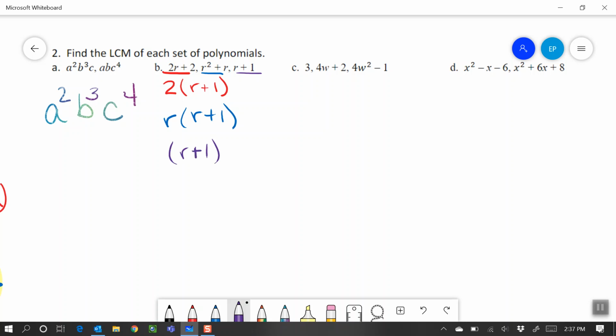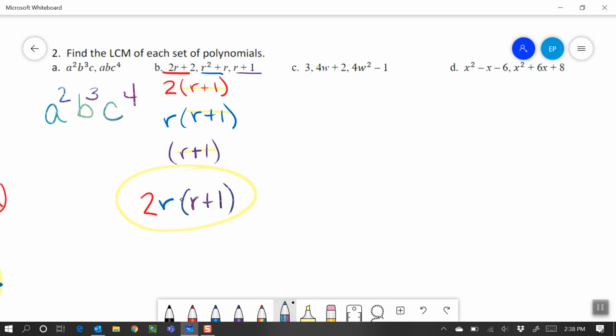So your LCM is what's the same. So I'm going to use a highlighter and highlight what's the same. Each one has an r plus 1. So in my LCM, I know I have to have an r plus 1. And then the difference is what else is left over. So in the red one, I have a 2. I need to count for that. And in the blue one, I have an r. Okay. So this altogether is your LCM.